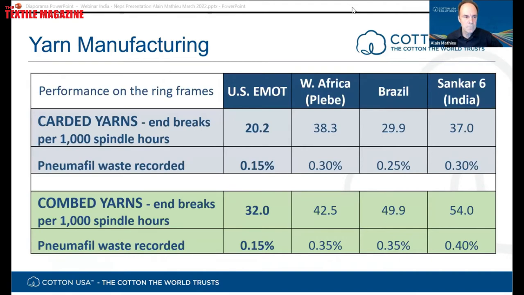On the ring frames, the performance of all four cottons was monitored. The end breaks per 1,000 spindle hours and the pneumophil waste percentages were recorded. For both carded and comb yarns, the US cotton shows the lowest number of end breaks and consequently the lowest pneumophil waste.